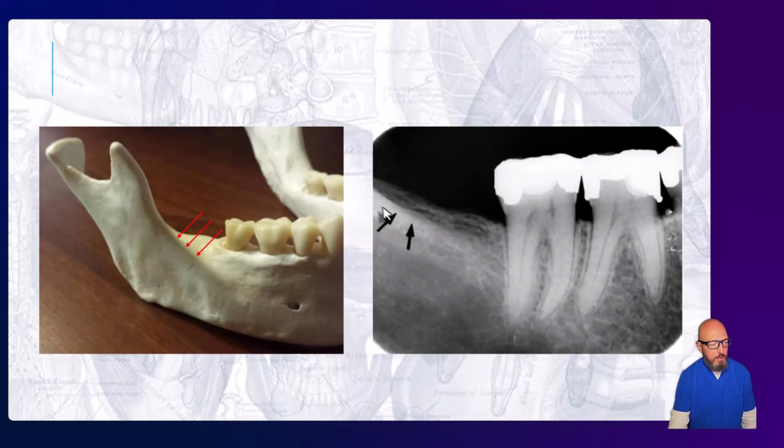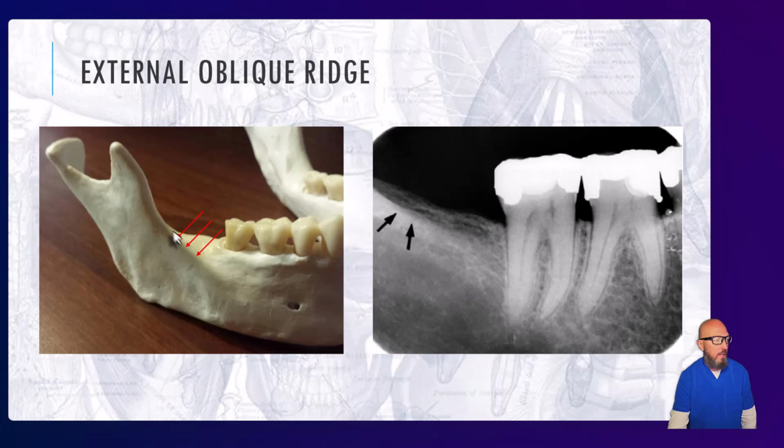All right, what about this one? You see this dense ridge of bone extending downward from the anterior border of the ramus, and a lot of times it'll cross over the roots of the mandibular teeth, and that's just the external oblique ridge.